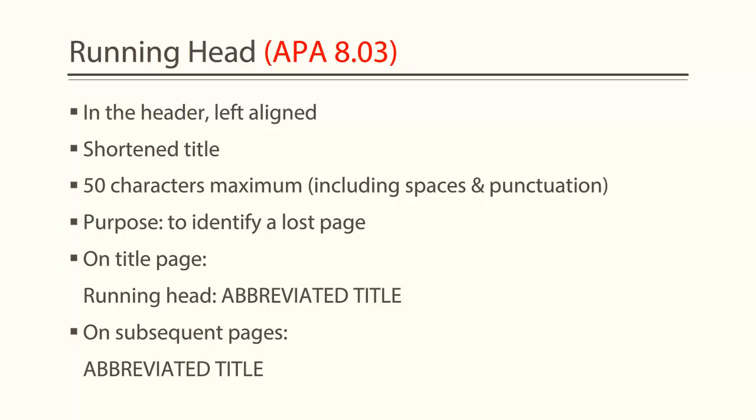The running head of your paper goes in the header field aligned to the left. It is a shorter version of your paper title, 50 characters or less. This includes spaces and punctuation. The purpose of the running head is to identify a lost page. On the first page, which is your title page, it will actually say running head, and then the actual head will be in all capital letters, as shown in this example. On subsequent pages, you will just have the head in all capital letters. You no longer need the phrase running head.